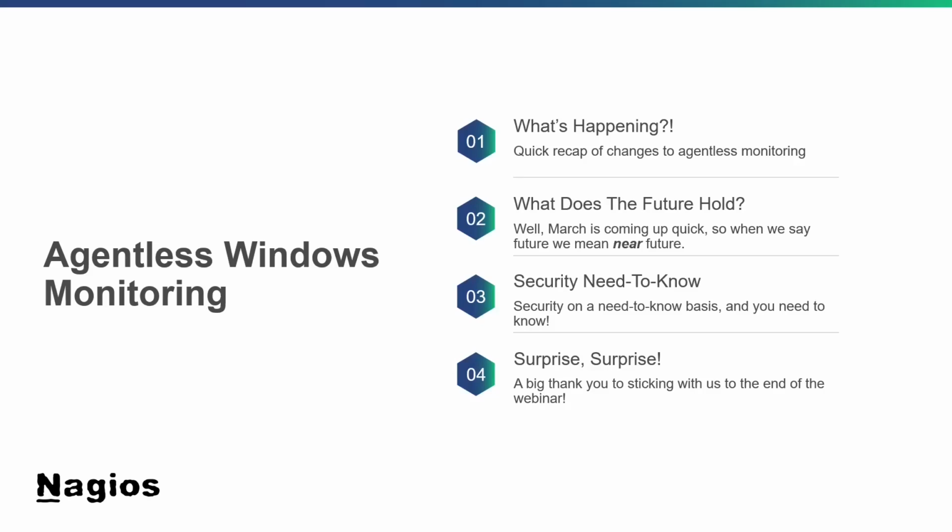Let's get to this screen here. What we're going to talk about, what's happening. This is where we'll have the quick recap of what we talked about on that March webinar regarding WMI and SNMP in Windows. And then we'll talk about what the future holds for agentless monitoring within Nagios, security need to know, and then our special surprise at the end. Ooh, what could it be?